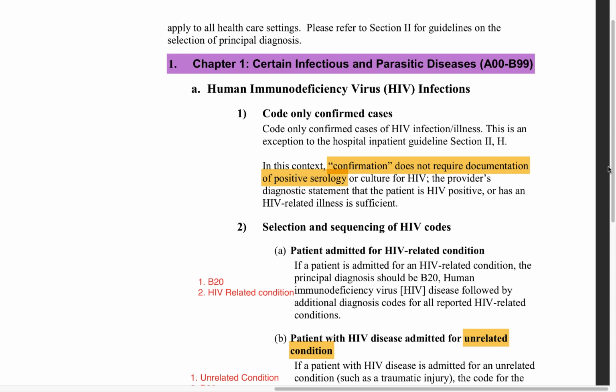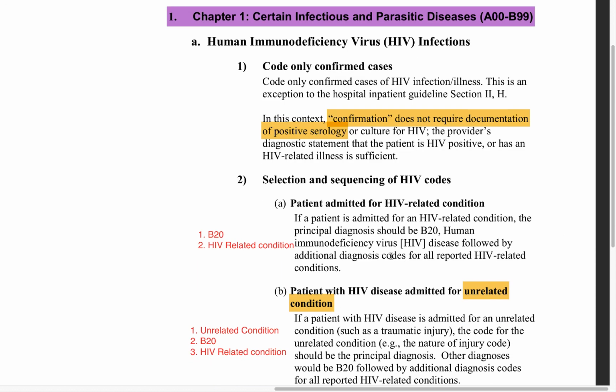The main part is sequencing HIV codes. Before we go into sequencing, I want everyone to know that once a patient has been diagnosed, an HIV code should be on every claim for that patient for the rest of their life. It is the sequencing of the codes that may change. Sequencing depends on the reason for the patient's encounter. So let's go over that.